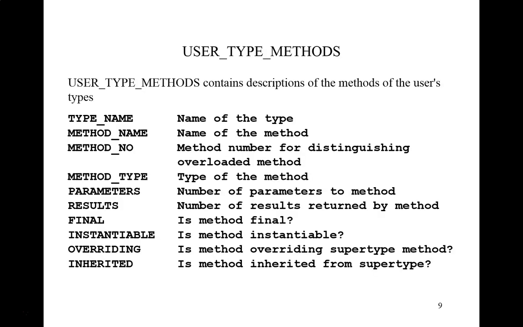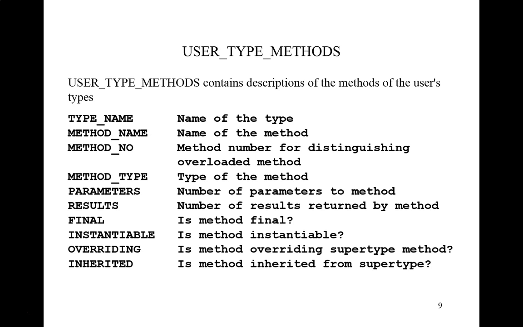The information we see in the describe command comes from different catalog views or tables. User type methods is one of these. This contains descriptions of the user's types. We have the name of the type, the name of the method, the method number, so that if we have multiple methods with the same name, overloaded methods, the system can make a distinction here. The method type, remember that this could be a procedure or a function, and then some characteristics of this.